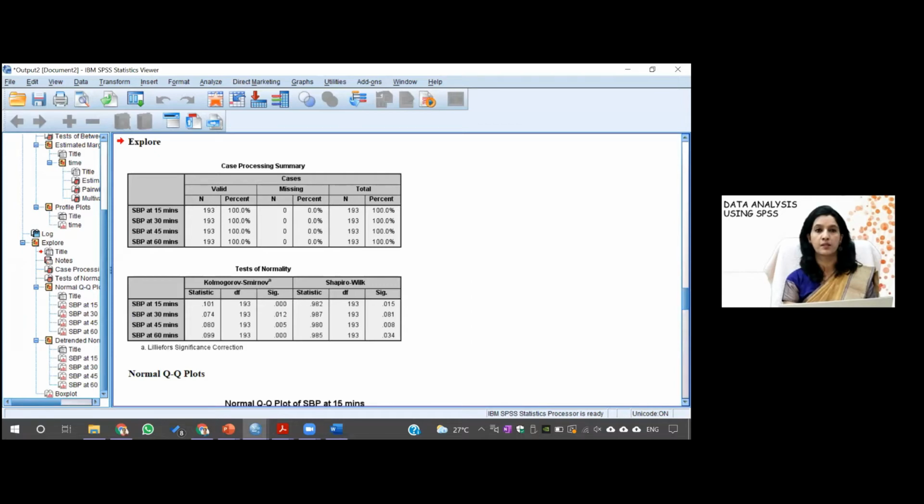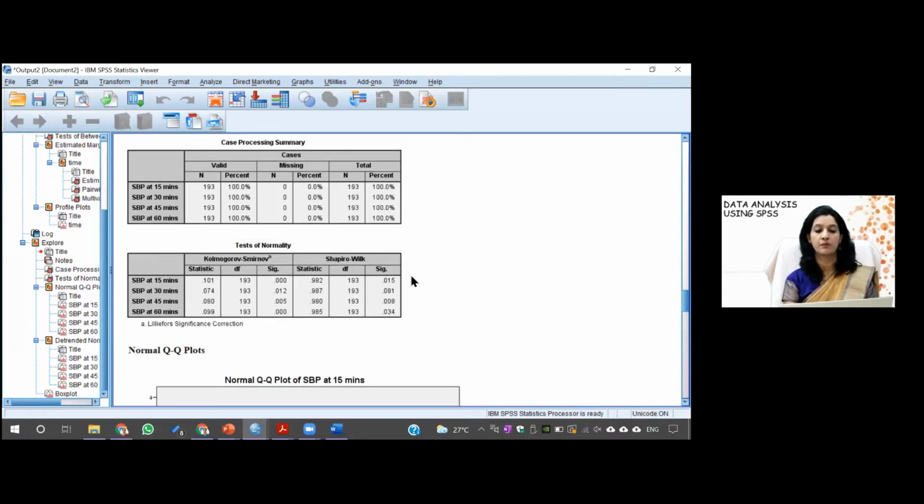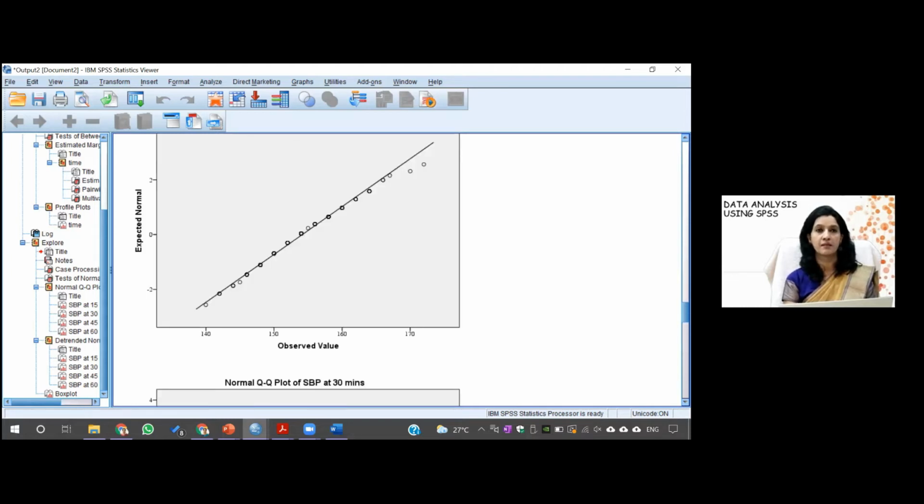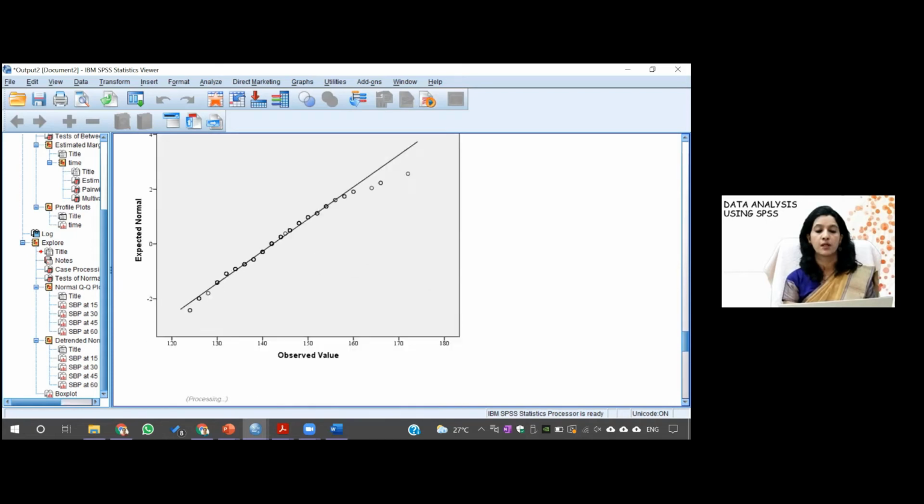In the output, you can see there is a value of the Shapiro-Wilk test. You can see from the Shapiro-Wilk test that none of the variables is normally distributed. Can you see? All the values of P are less than 0.05. So if we comment on normality after seeing this Shapiro-Wilk test, we will conclude that the data is not normally distributed. But the sample size is more than 50, so we will apply visual inspection of the QQ plot.